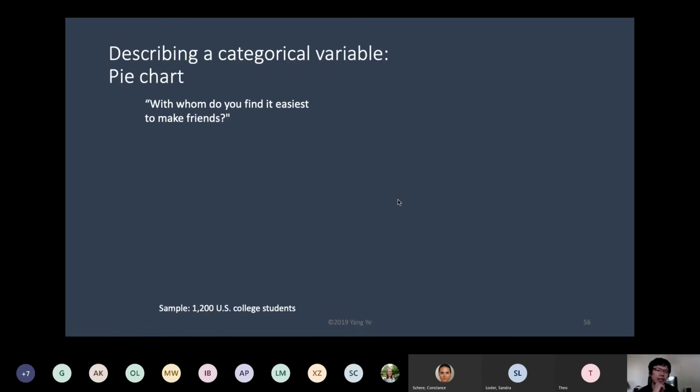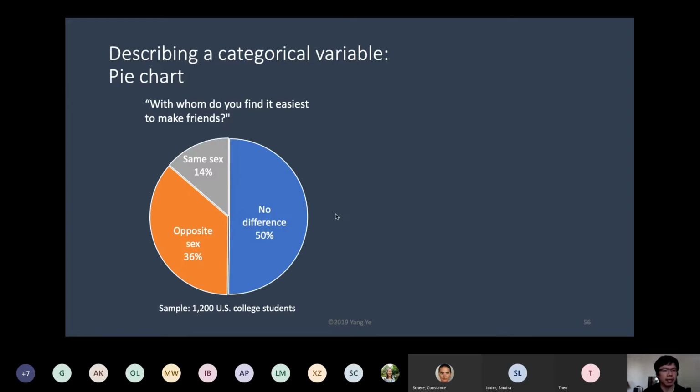You can use a pie chart. For example, they did a survey of 1,200 US college students. With whom do you find it easiest to make friends? Is it the opposite sex, or the same sex, or is there no difference? Based on their responses, and this is a case where the dependent variable, the behavior, can be categorized according to their responses. So you have percentages, right? So you have 50% no difference, 14 is 36%.